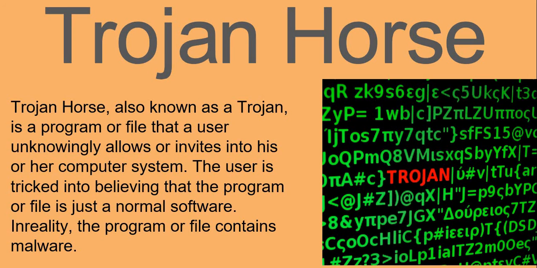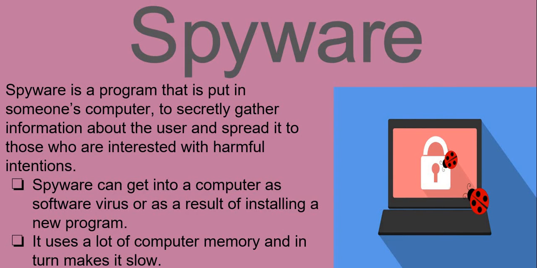Then we have this Trojan horse. Look for the word Trojan in the code. It's red in color. Trojan horse, also known as Trojan, is a program or file that a user unknowingly allows or invites into his or her computer system. The user is tricked into believing that the program or file is just normal software, but in reality the program or the file contains malware.